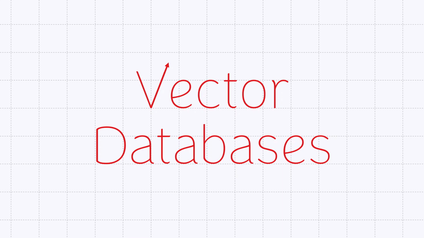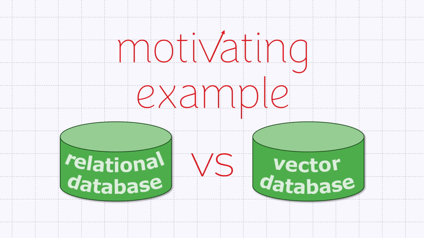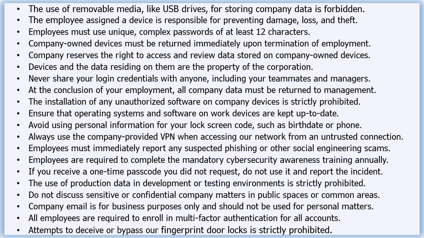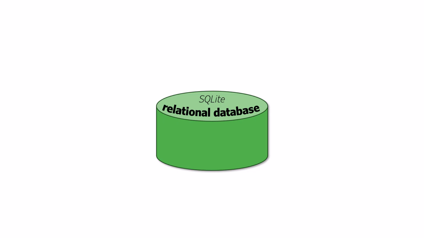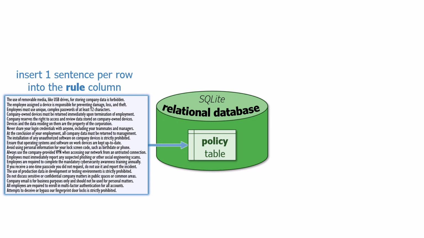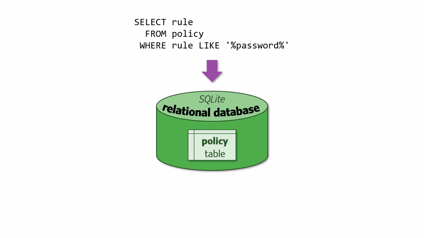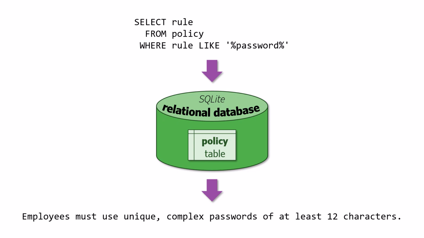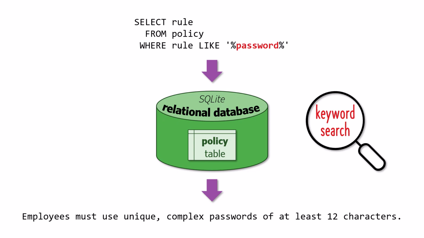Before we dive into vector databases, let's start off by comparing them to something we know. First, I created a policy document with pages like this to define rules for a fictional company. Then I created a SQL database, defined a policy table, and inserted one sentence per row into the table's rule column. When I submitted this SQL statement, a full table scan returned one rule. A keyword search ignores context, so it only found the one rule that contains password.